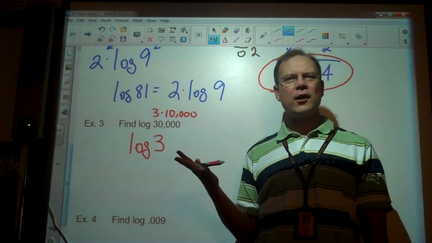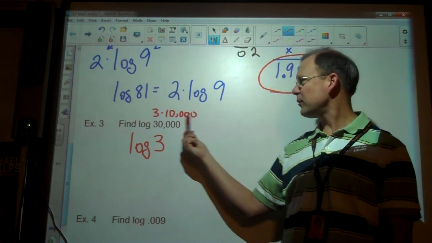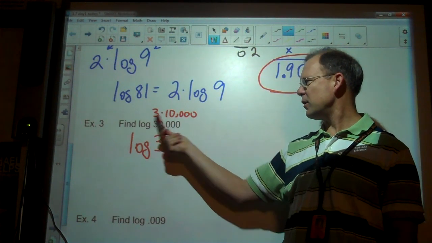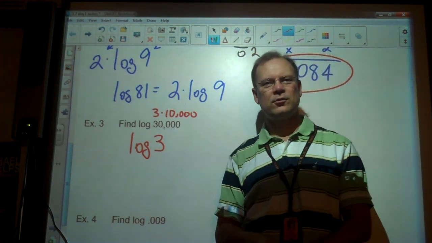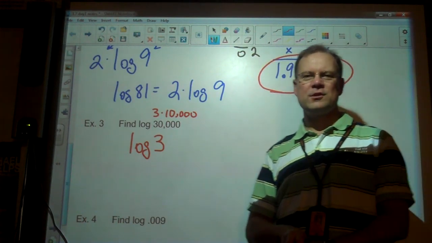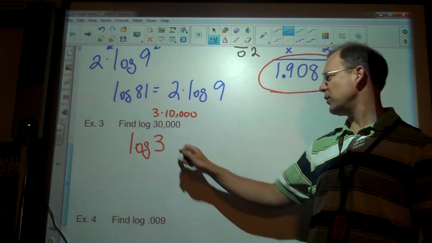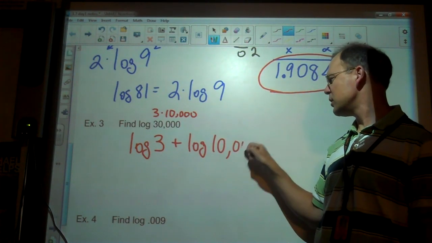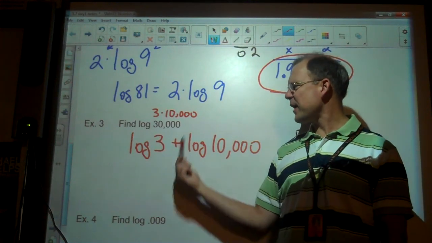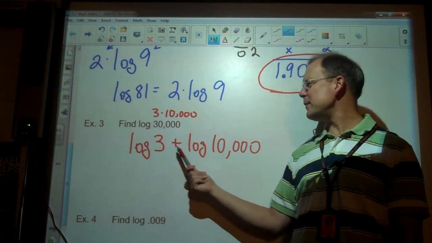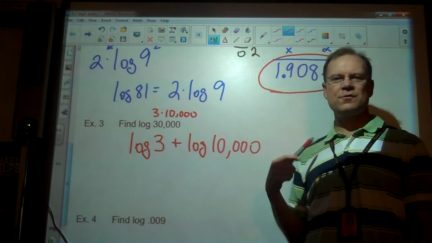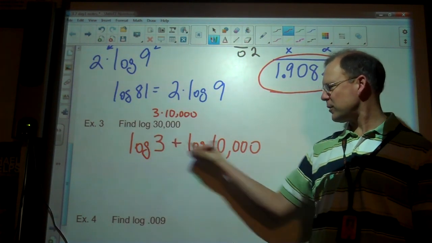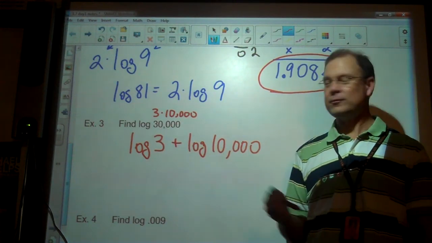3 times 10,000 is 30,000. Okay, so with logs, think log properties. What do you do with the logs if you're finding the log of the product of two numbers? Product property says we add those logs, right? So the log of 30,000 is equal to the log of 3 plus the log of 10,000. If you condensed these, you would multiply 3 times 10,000, you'd get 30,000.